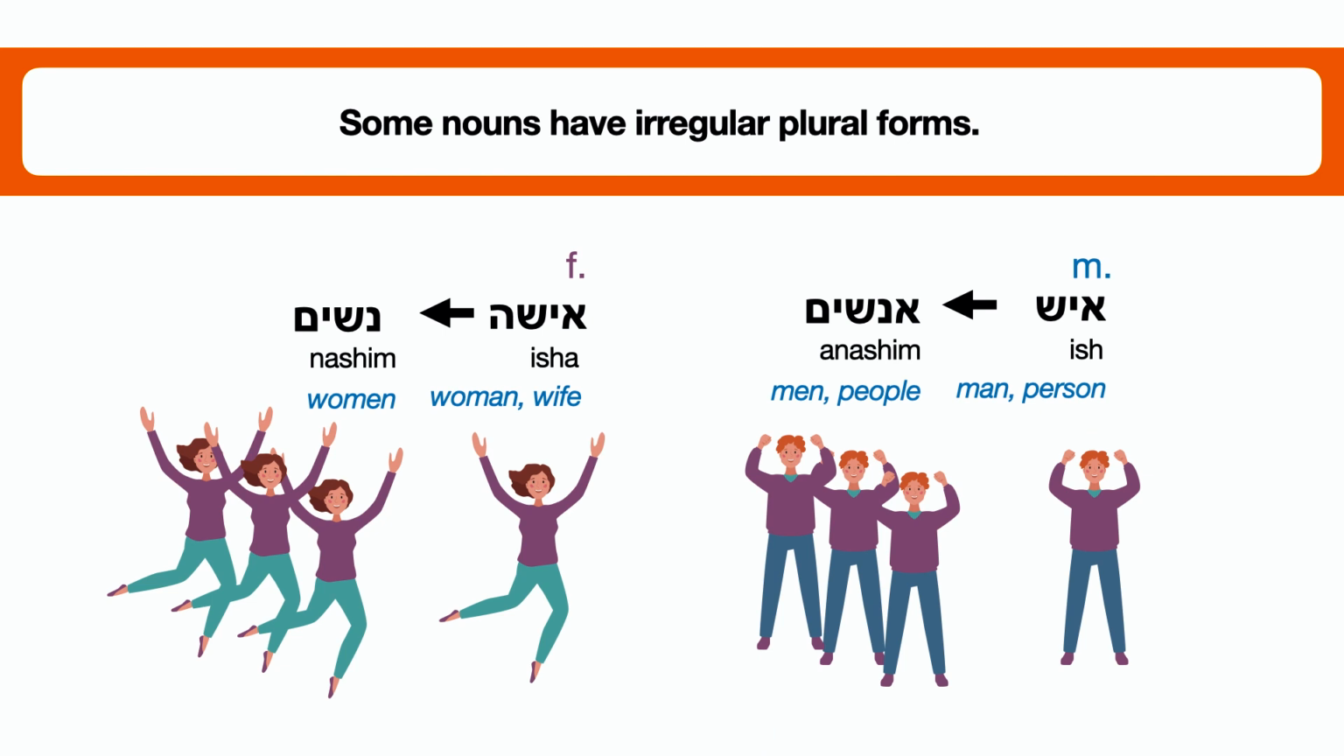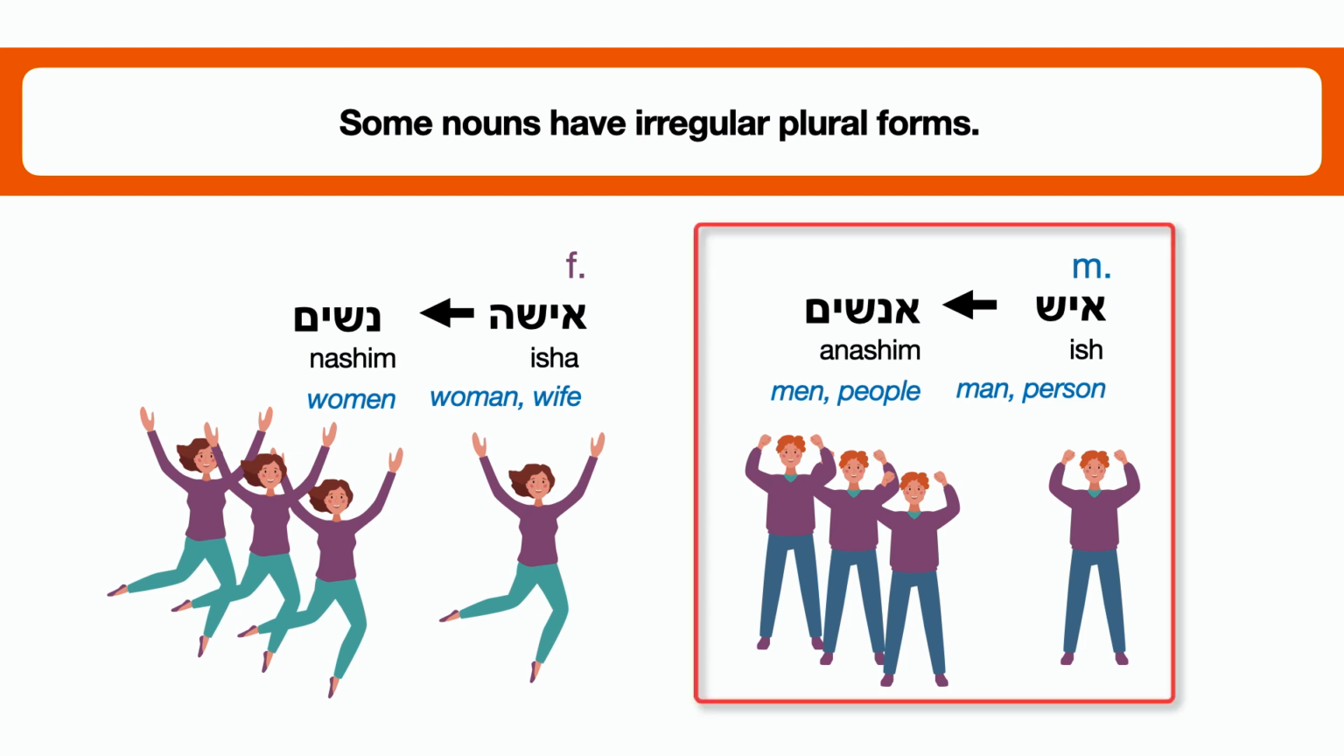Another thing that you will notice as you increase your vocabulary is the fact that some nouns have irregular plural forms, like these examples here. So the Hebrew word for man is ish, that means man or person. And to make it plural, it becomes anashim. It's okay. Why didn't it become ishim? Well, it becomes anashim to say men or people. That's just how it is.